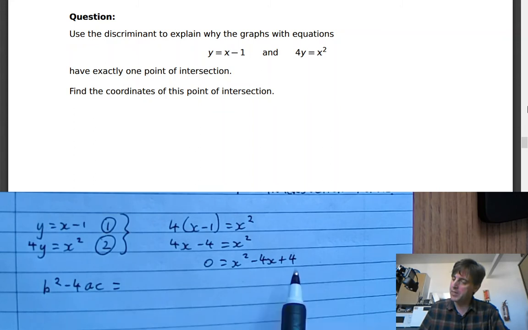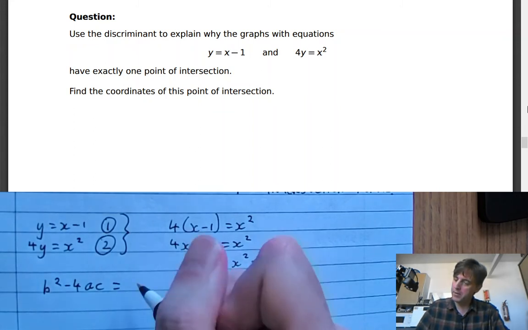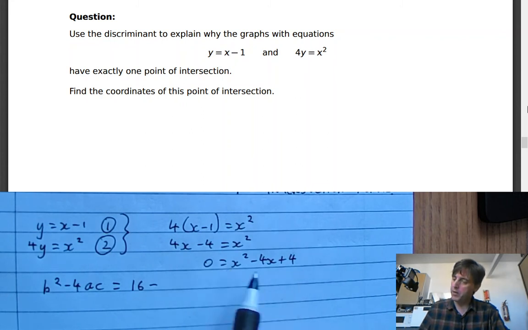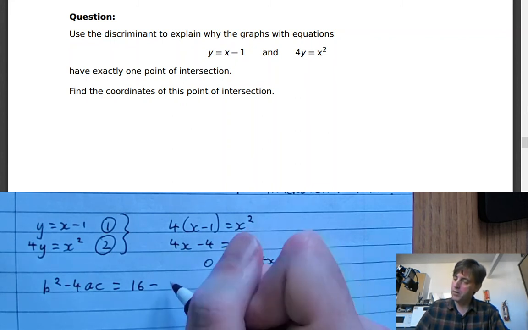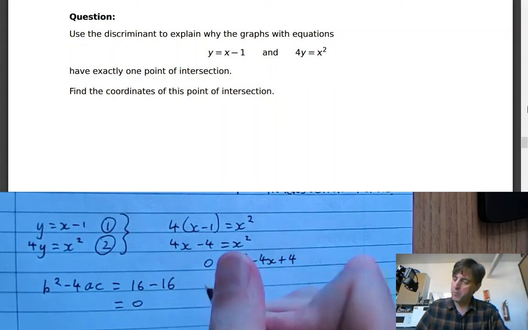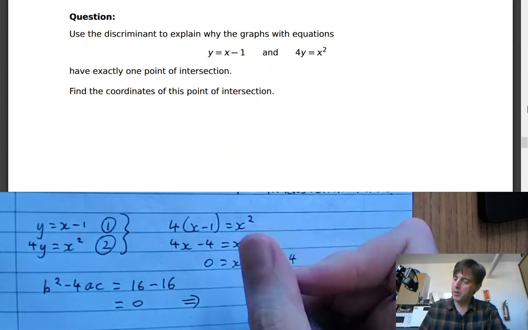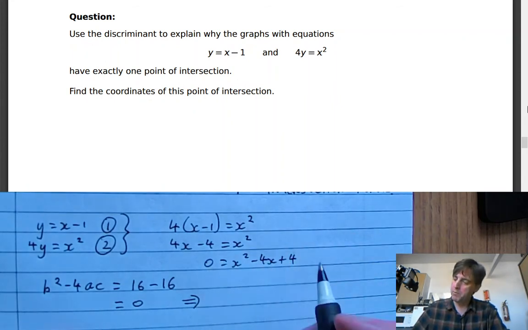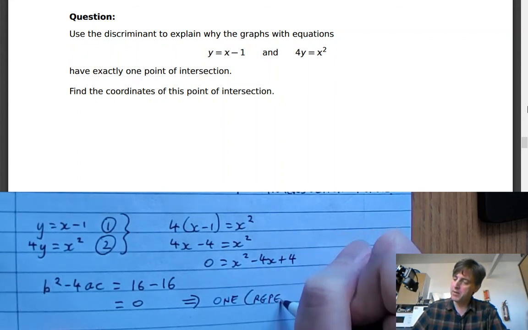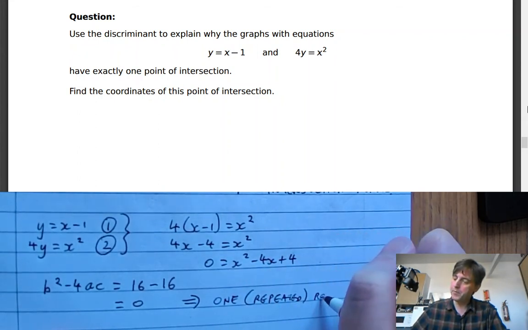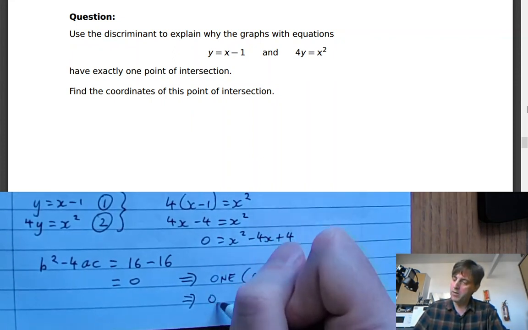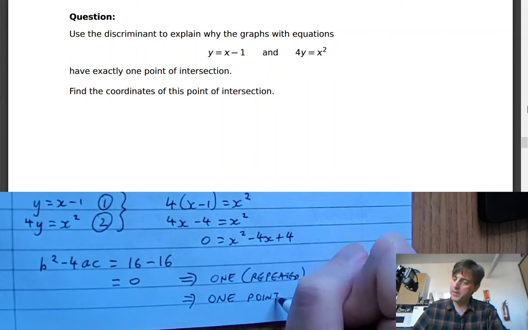That's going to be, now the b is negative 4. Negative 4 squared is, of course, 16. 4 times a, which is 1, times c, which is 4. 4 times 4 is 16. So our discriminant equals 0. Remember what that means? It means that the quadratic equation we've got here must have exactly 1. We sometimes use the word repeated root there. So that tells us that we must have 1 point of intersection.